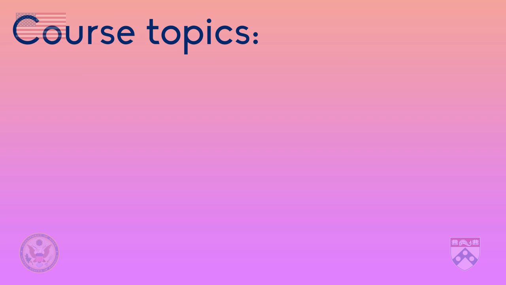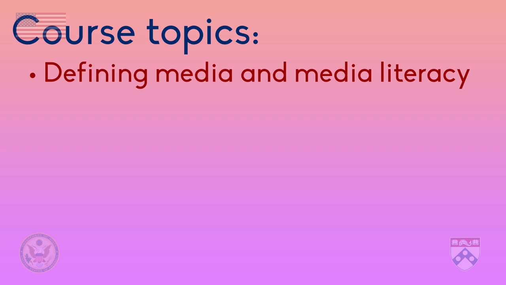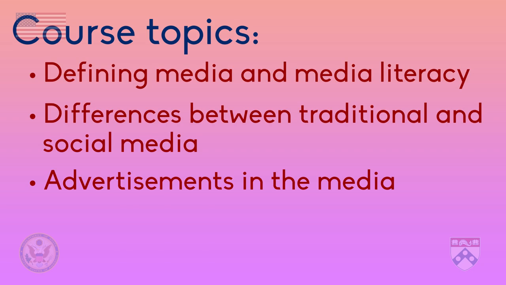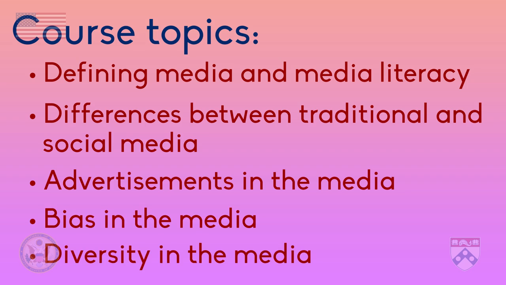This course consists of 5 units. First, we will define media and media literacy. Then we will talk about the difference between traditional media and social media. Next, we will look at the advertisements in the media, or how people try to sell products using the media. We will follow that unit with one that looks at bias in the media. Lastly, we'll look at diversity in the media. How are different groups of people shown in the media?